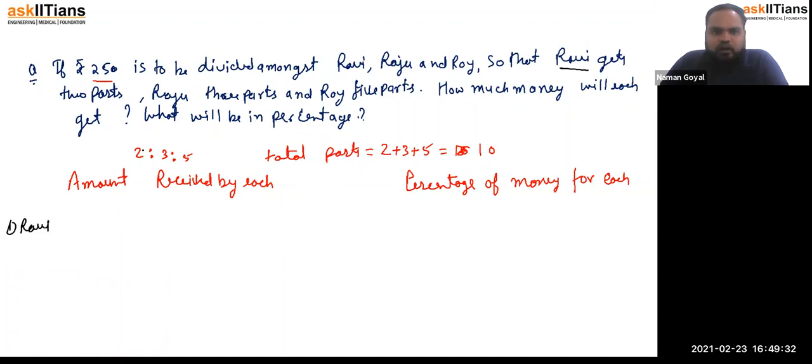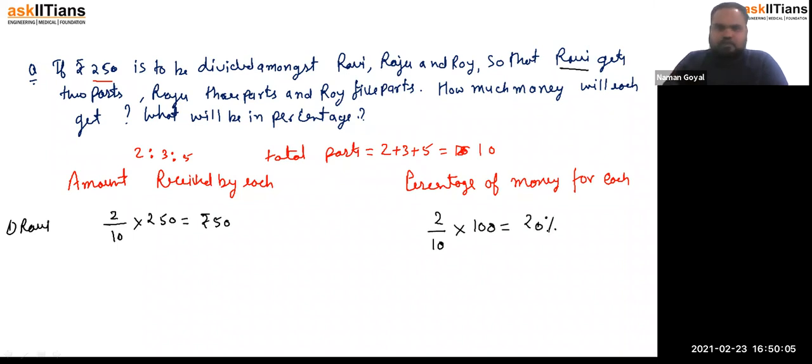What is the part Ravi got? 2 out of 10 parts, and the total money is 250, right? If you solve this, you will get rupees 50, which is received by Ravi. And if I'm talking about percentage, we have to multiply that ratio by 100. So Ravi got 20% of the total money. Now next is Raju.